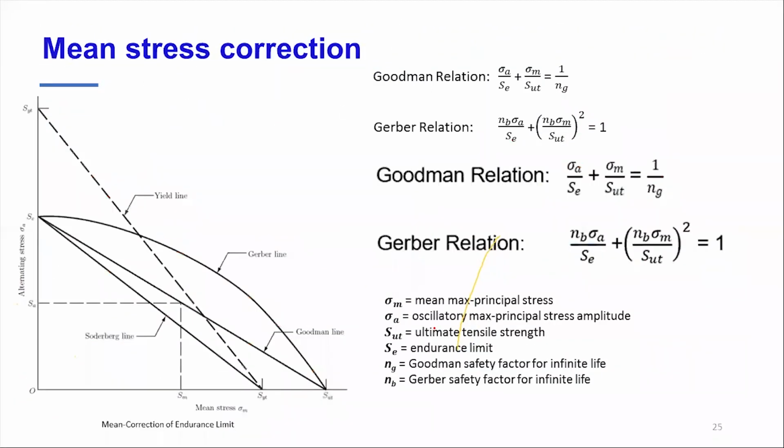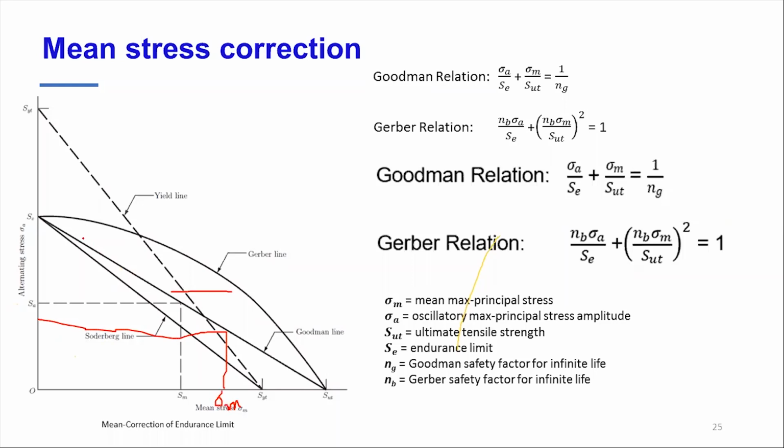So like Goodman, typically Goodman and modified Goodman are mostly used. A few people may use Gerber's parabola also, which is a little less conservative, I would say, because it allows higher mean. So what it tells you is that for this amplitude, Goodman allows this mean, or rather for this mean stress.